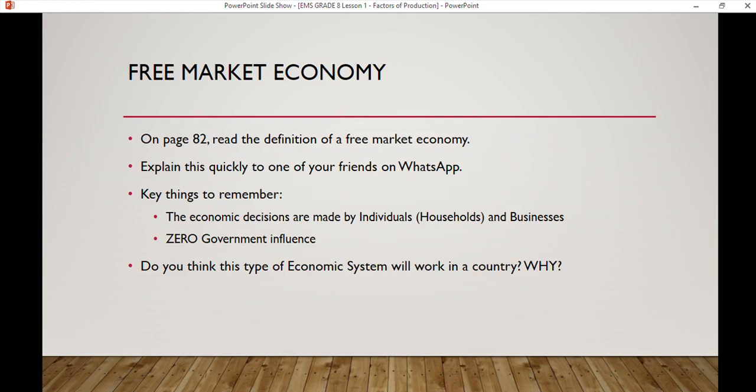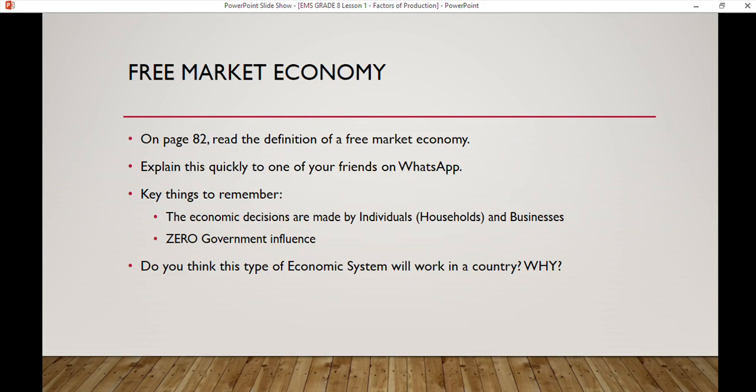I want you to make sure that you notice the key things to remember here: who makes the economic decisions. It's your household, the individuals in the household, and businesses. And what's the government influence? Absolutely zero. So in grade 9 we will teach you about supply and demand, and then this will make a bit more sense. Supply is what businesses will offer, and this is on their free will, so they can supply what products, whenever, how much, without any government interference. And demand is exactly the same. This is now from the consumer side. They can buy whatever products, from whom, and pay what they feel is right.